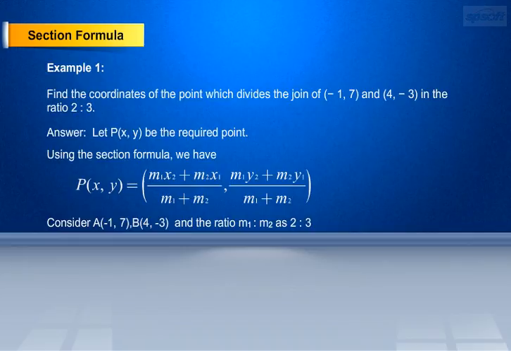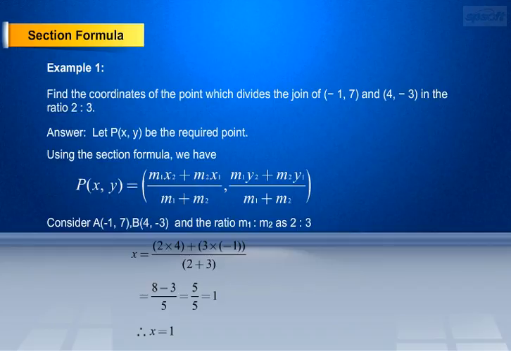On substituting the values of x1, x2, y1, y2, m1 and m2 in the section formula, we have x equals (2 into 4 plus 3 into -1) divided by (2 plus 3). Remember that here x1 equals -1, x2 equals 4, y1 equals 7, y2 equals -3, and m1:m2 equals 2:3. This implies that x equals (8 minus 3) divided by 5. This implies that x equals 5 divided by 5.